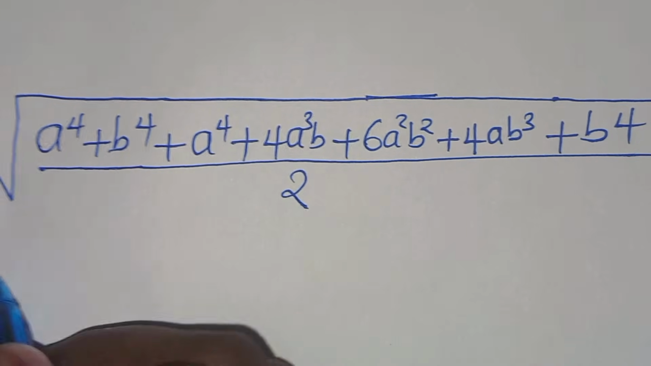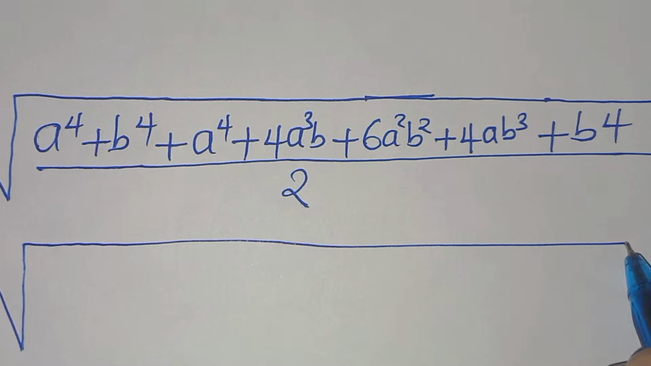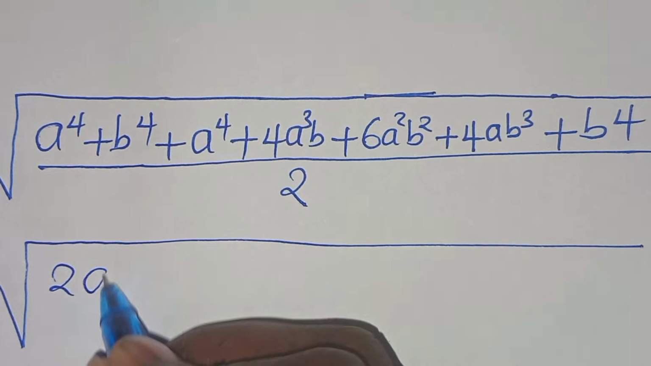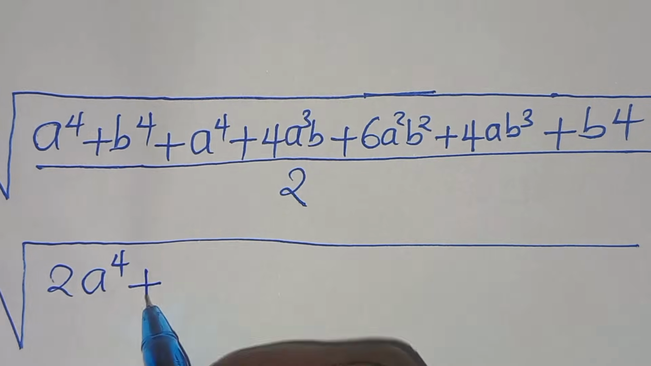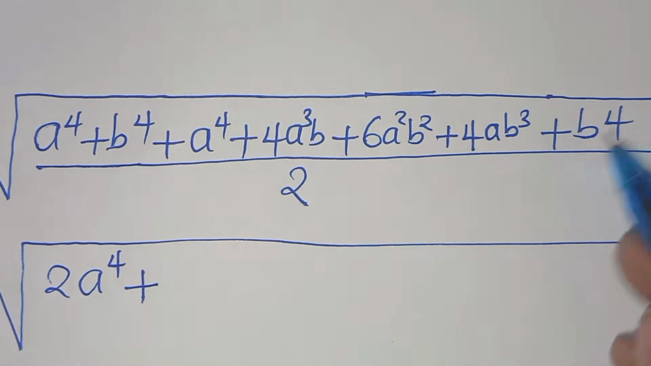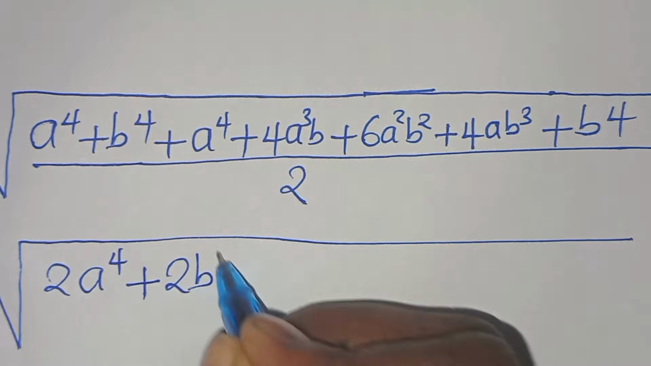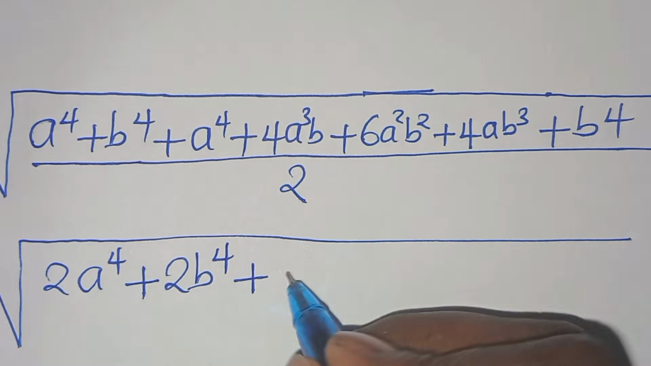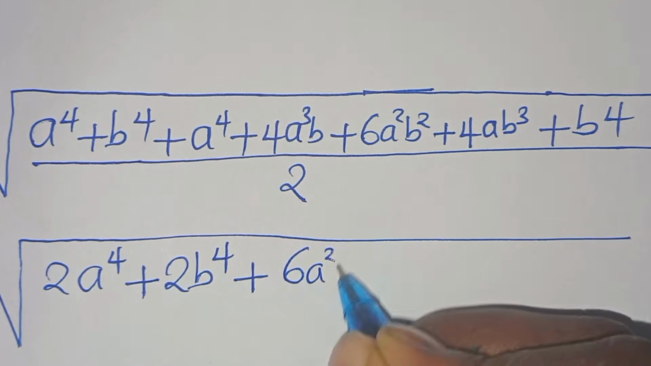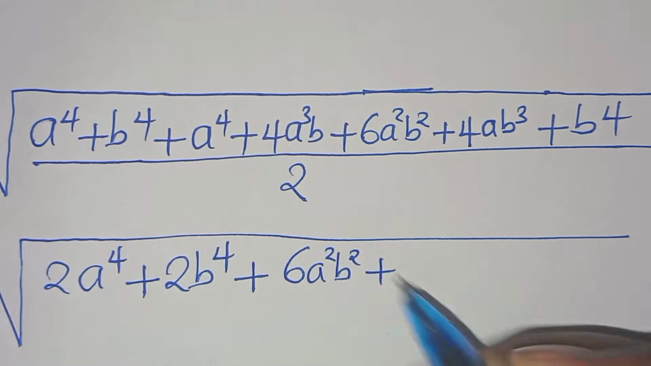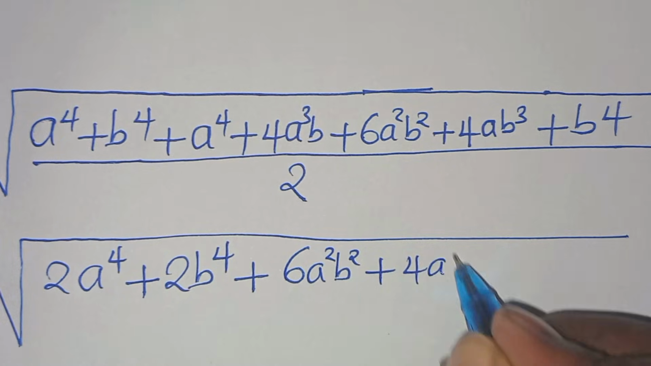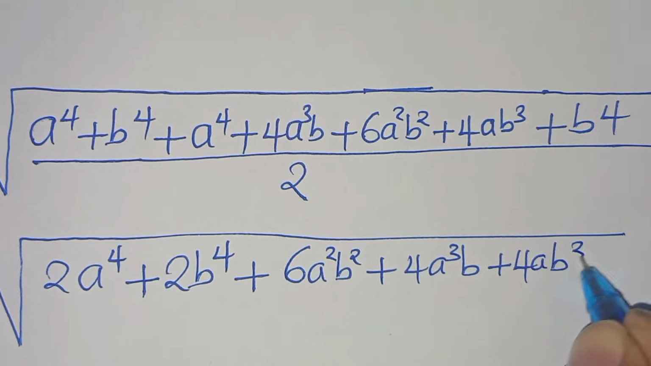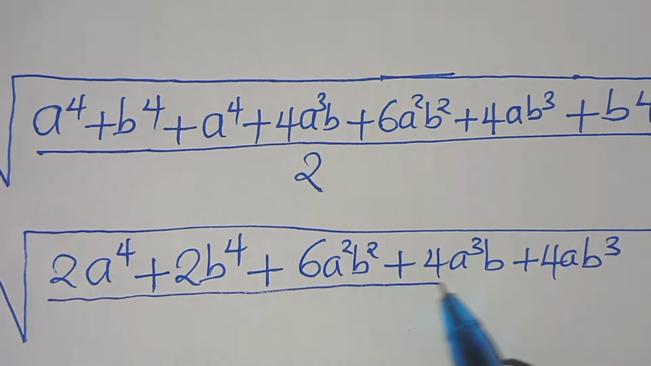Now here we have the square root of a to the power of 4 plus a to the power of 4, this is 2a to the power of 4, then plus b to the power of 4 plus b to the power of 4, this is 2b to the power of 4, then plus 6a squared b squared, then plus 4a to the power of 3 b, then plus 4a b to the power of 3. Everything here divided by 2.